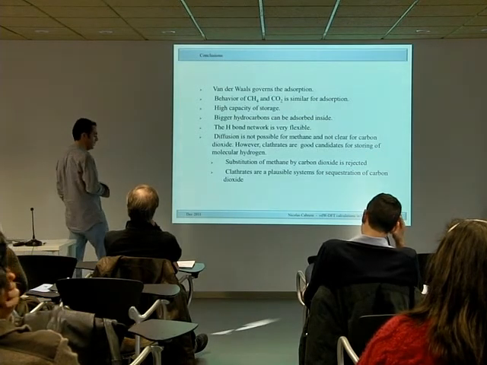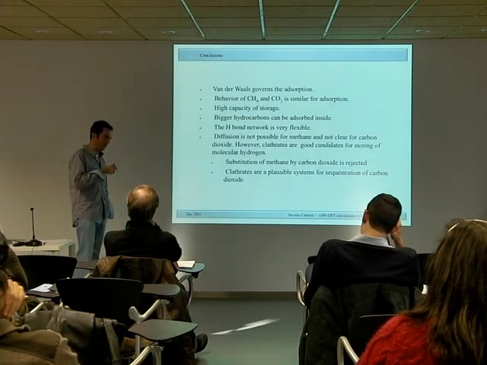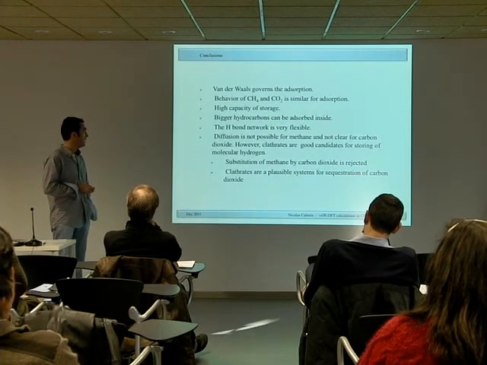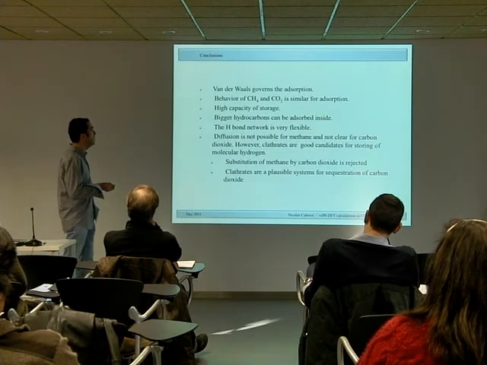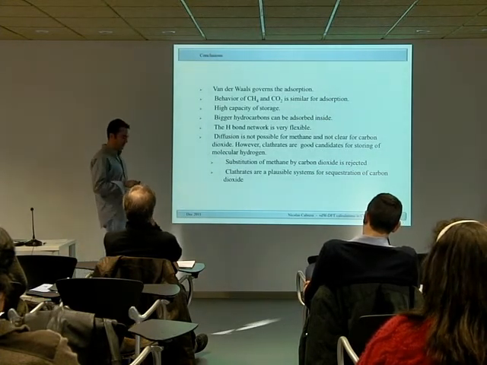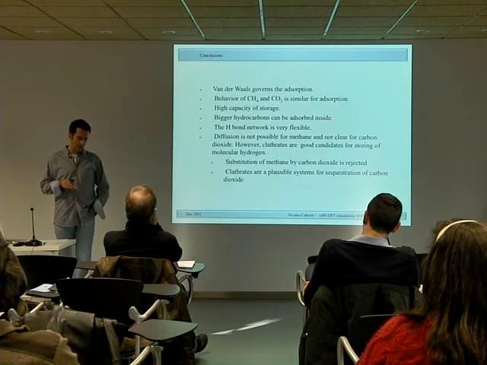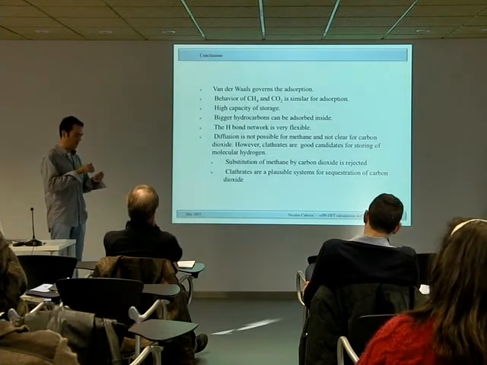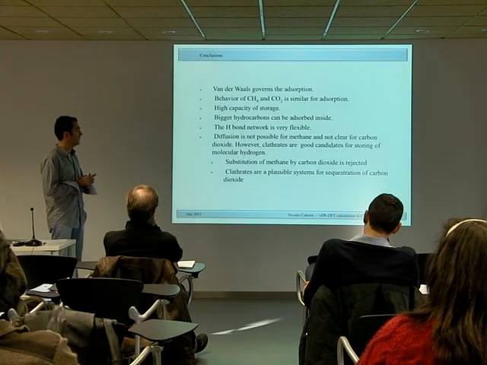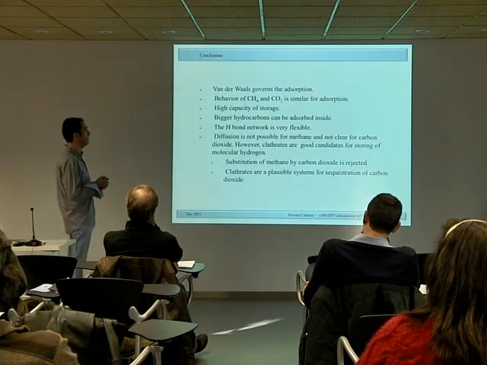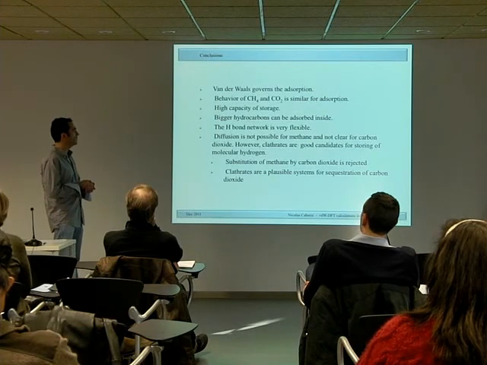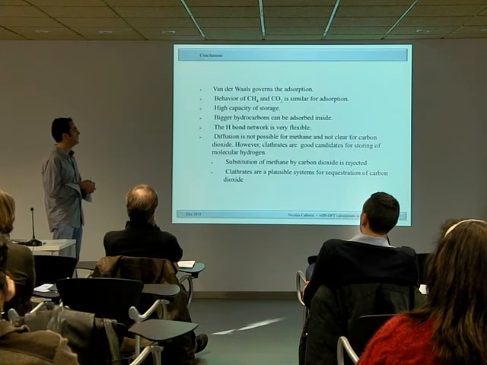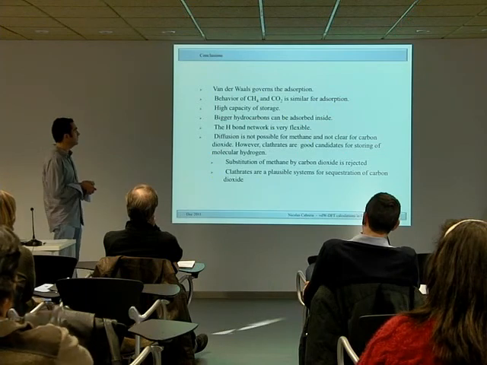In the diffusion, we have seen that diffusion of methane into the structure is not possible, and for carbon dioxide, it's not clear at all. That means that some authors have proposed an in situ substitution of the methane with carbon dioxide. With our numbers, we think that is impossible because the diffusion of methane is not plausible. On the other hand, water clathrates are good candidates for storing molecular hydrogen.